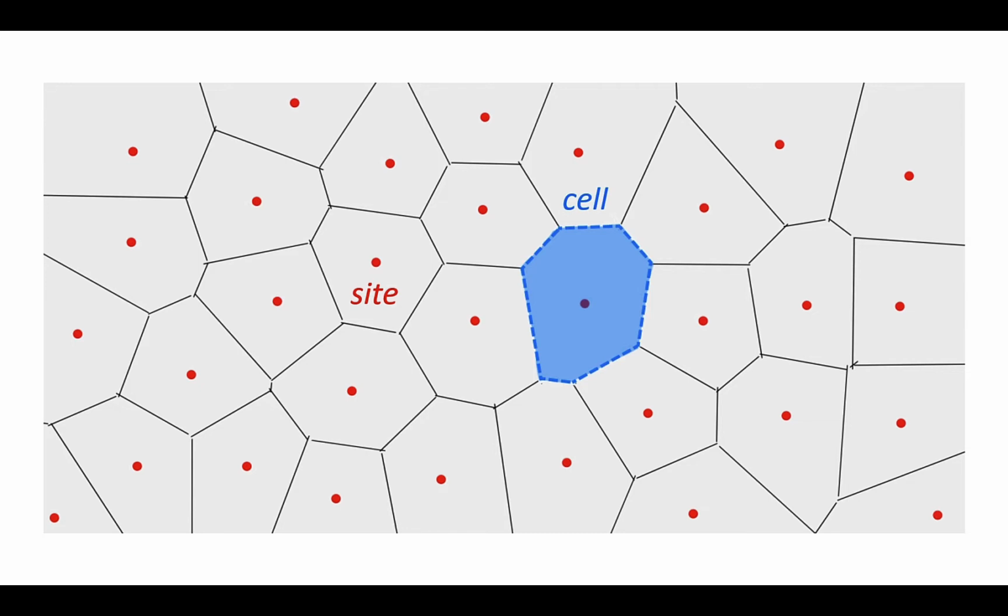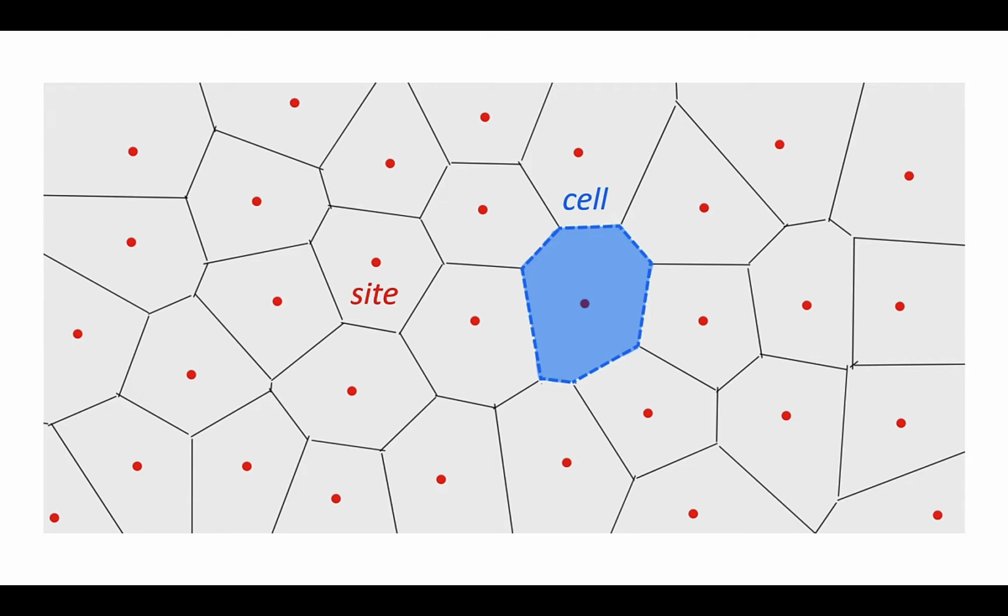What's special about a cell is that it is composed of all of the points in the plane which are nearest to the site. So if we look at just this blue one in particular, everything in blue is nearest to that red point in the center.